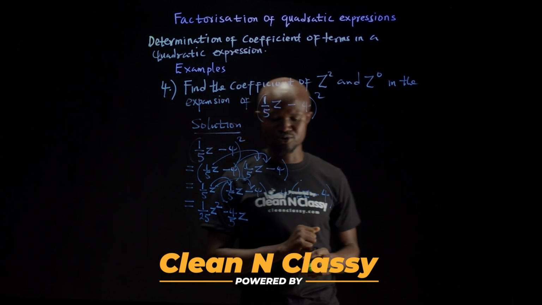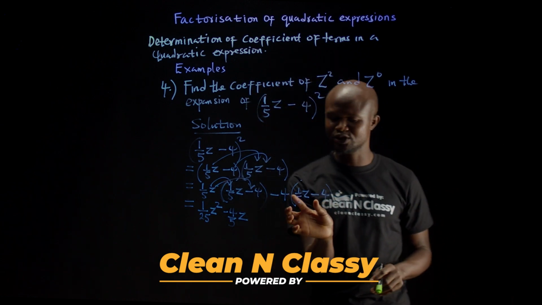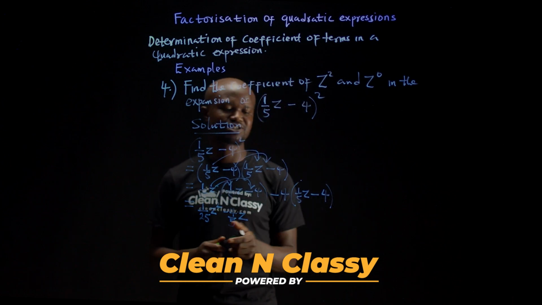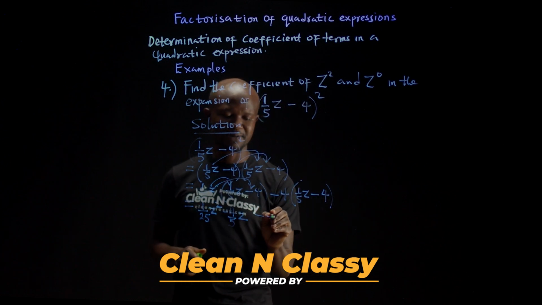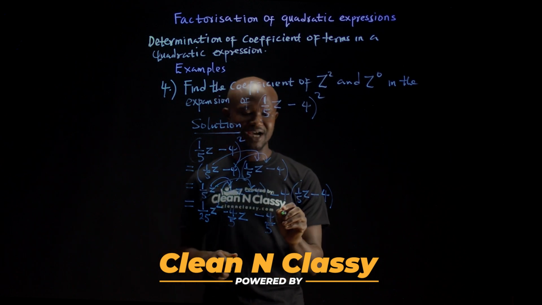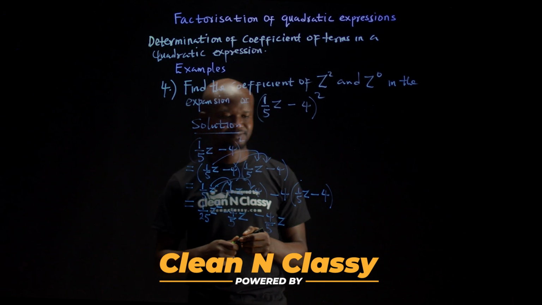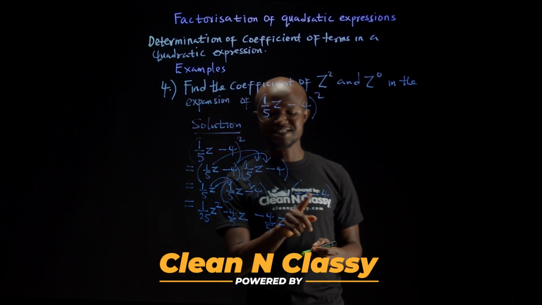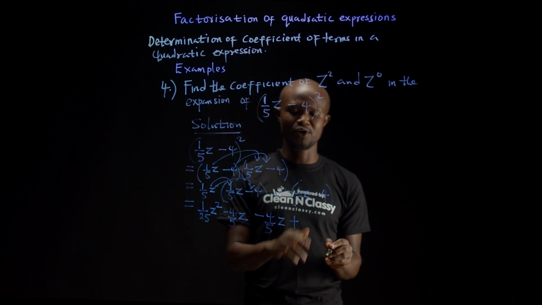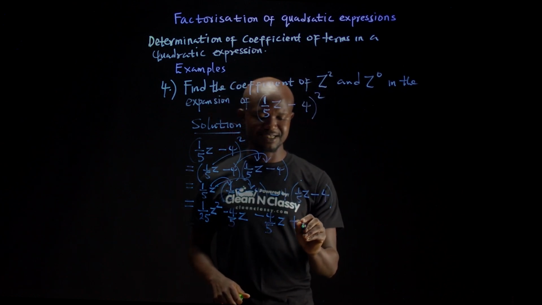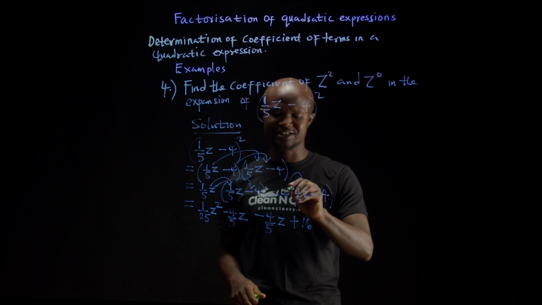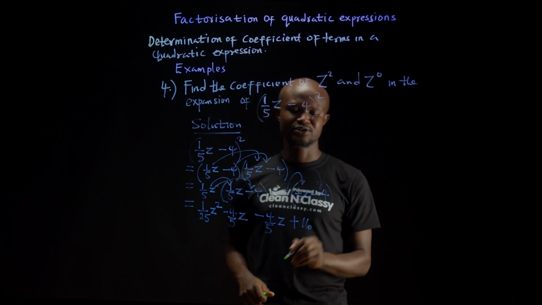Then the next thing for us to do is to use minus 4 to multiply each term inside this. So minus 4 times 1 over 5z will give us minus 4 over 5z. Now, minus times minus, what do we have? Plus. And 4 times 4, what do we have? That is 16. So we have used this one to multiply this. We also use this minus 4 to multiply this.